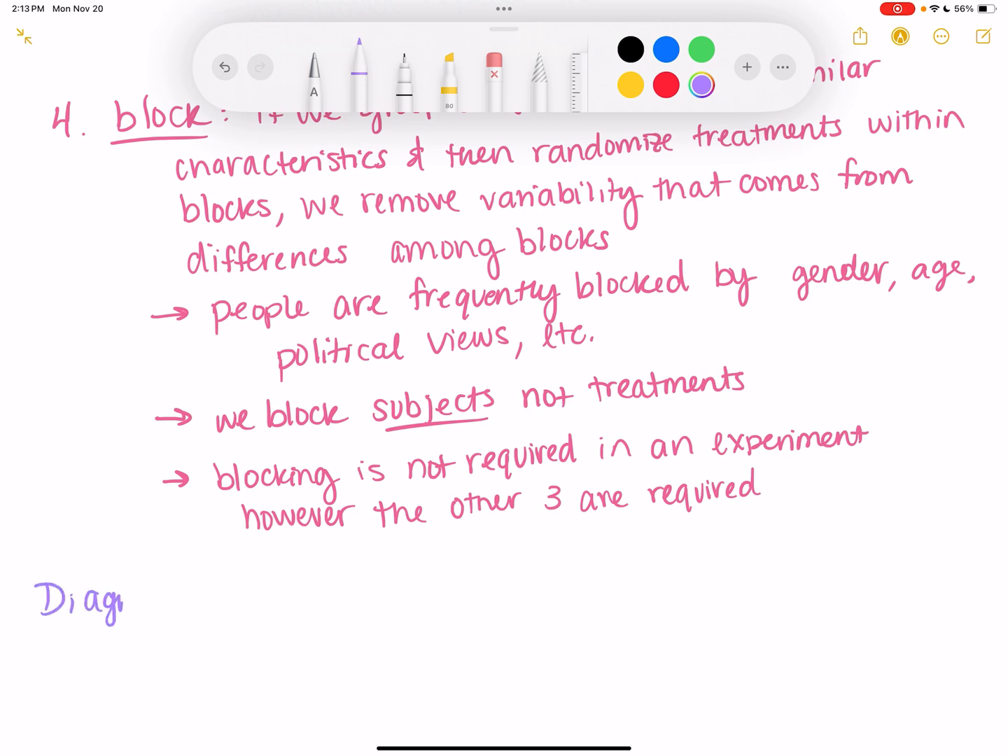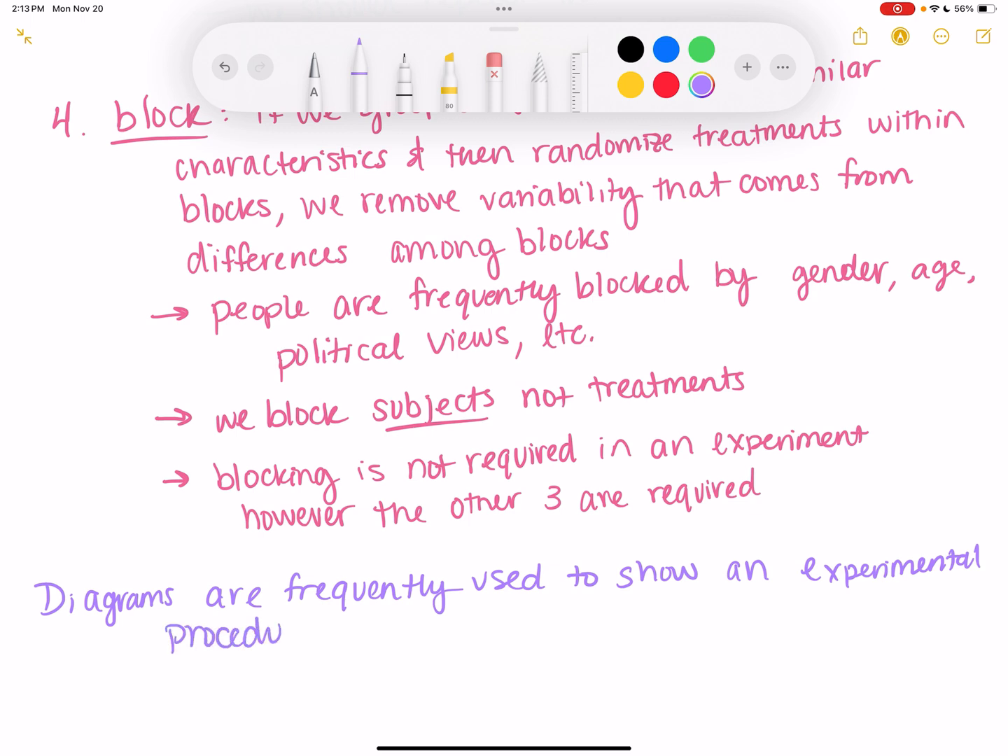Diagrams are frequently used to show an experimental procedure. How many lines do we need for this? Probably 5 to 6.